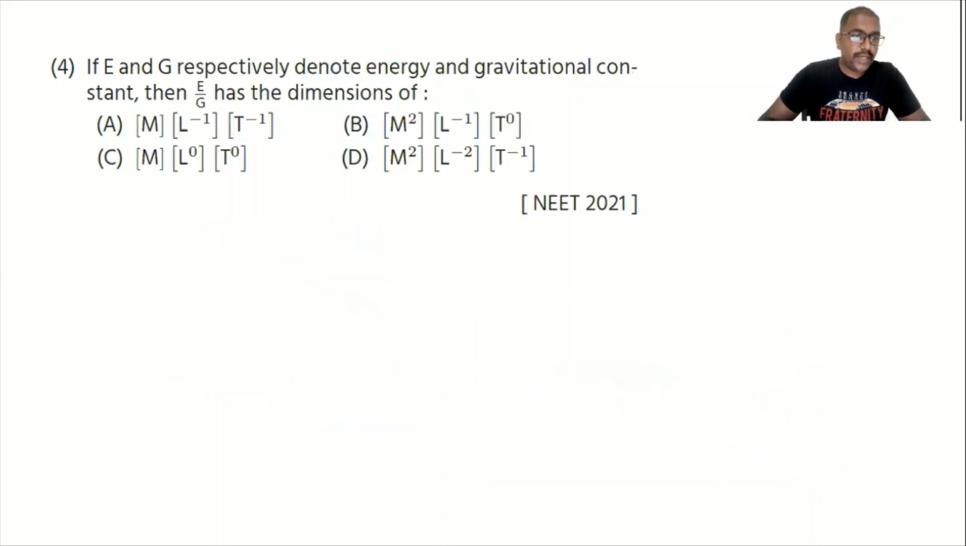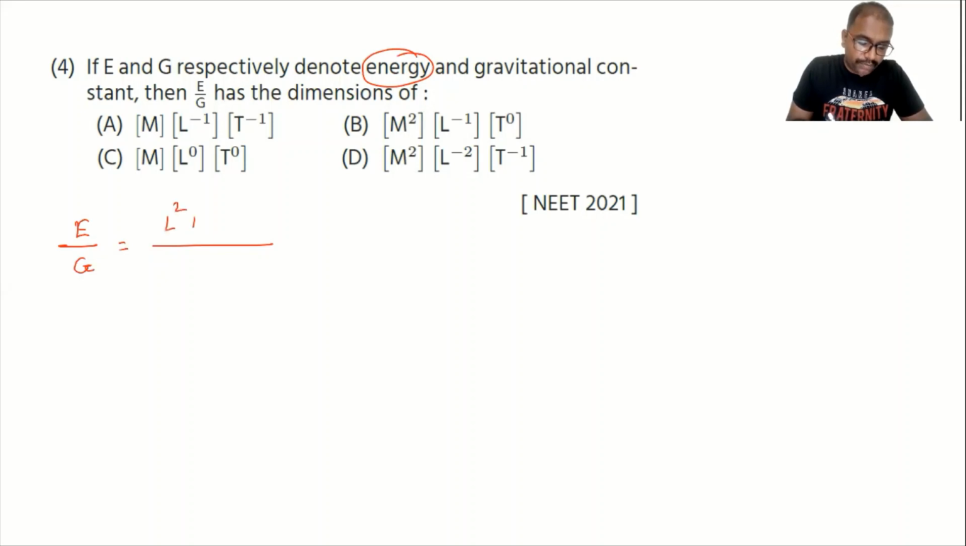Now next, if E and G respectively denote energy and gravitational constant, then E by G has a dimension. So E divided by G has a dimension of E. E is the energy. Energy dimension is L2 M1 T minus 2. Dimension of G we can write down by using Newton's law of gravitation, G M1 M2 divided by R square. So by using that we can write F R square divided by M1 M2.